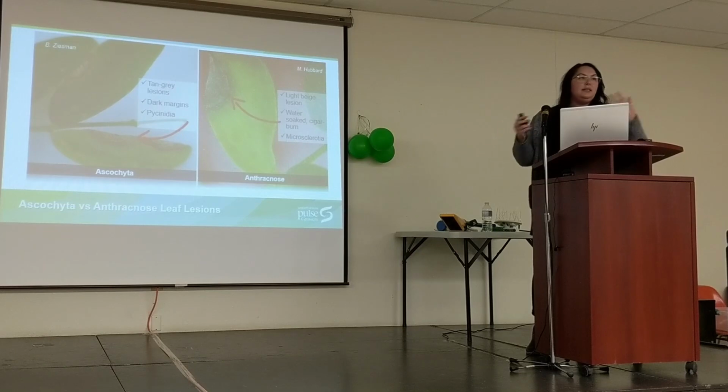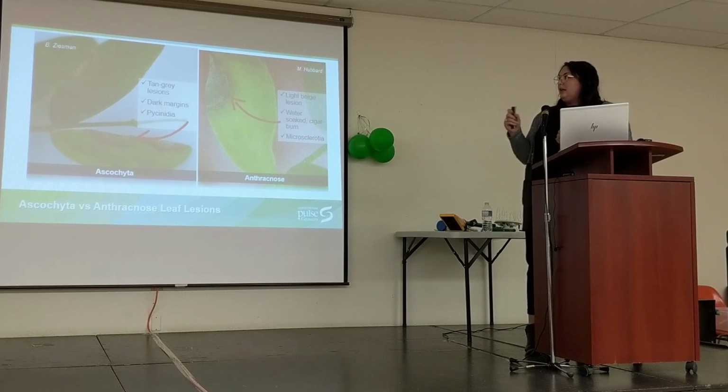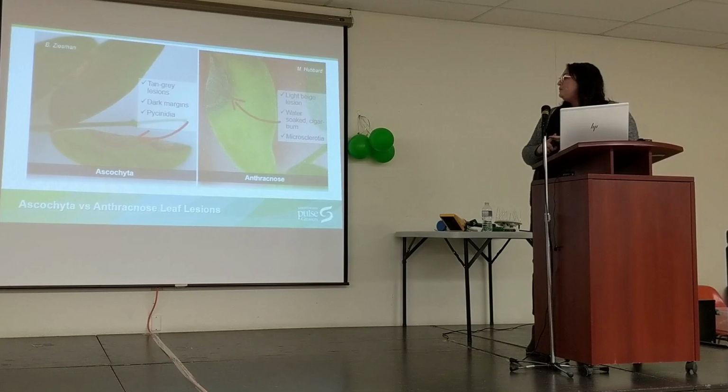Now, trying to tell Ascochyta apart from anthracnose, this slide is trying to show that. For Ascochyta, we're looking again for tan gray lesions, dark margins, and pycnidia. In anthracnose, we're looking for light beige gray lesions, water soaked or burnt cigar looking lesions, and then microsclerotia. And I think Gersie has hand lenses at the back. I tried to sweet talk him out of one, but a tool like that would be really useful when walking a lentil field.